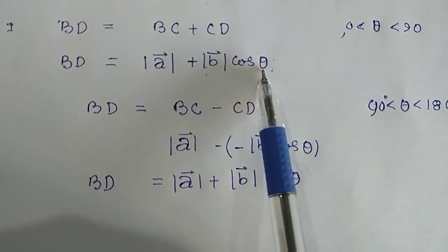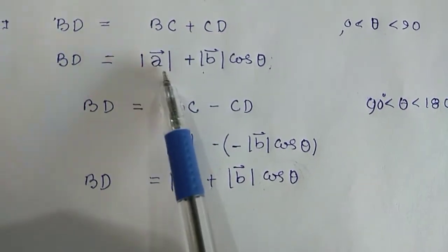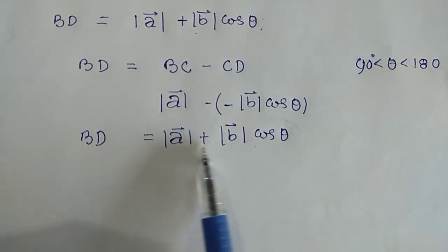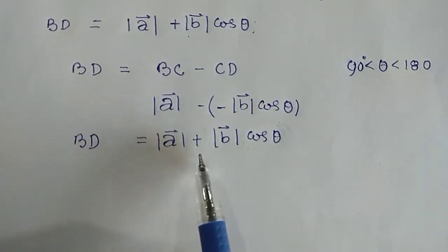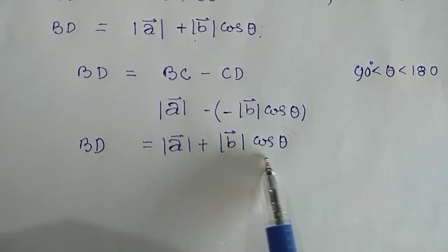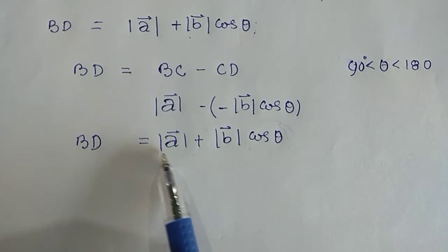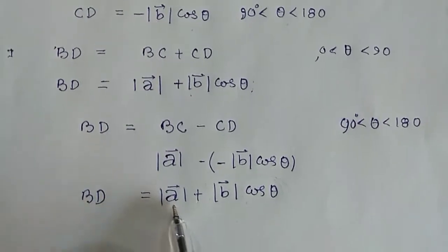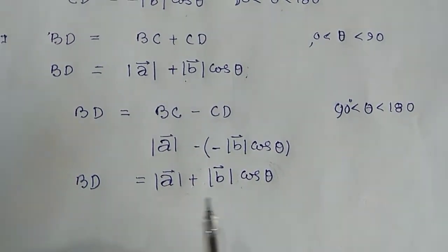In this case theta is acute, so it is this plus and this plus, so it is greater than mod of A. But here BD is less than mod of A. Yes, this is greater than, because theta is acute, so cos will be negative. So this will be negative, so this quantity is less than A. Yes, it is true, a magic of mathematics.